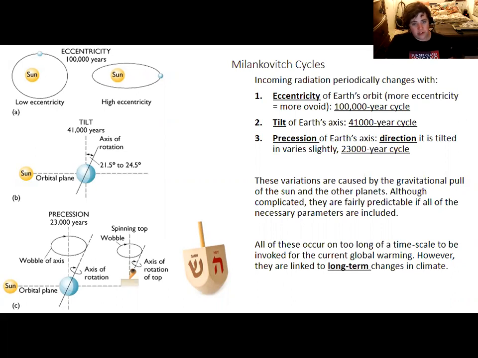The tilt refers to the degree at which Earth's axis is tilted. Remember that Earth is not straight up and down, the axis is tilted, and that actually plays a role. That's actually what causes seasons, and it's also what causes Antarctica to be in 24-hour daylight for part of the year and to be in complete darkness for much of the rest of the year.